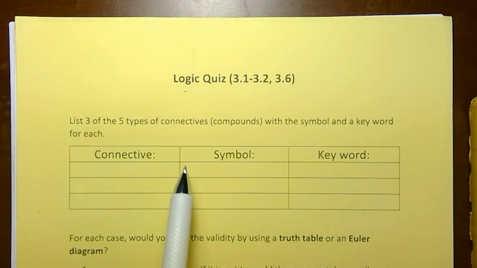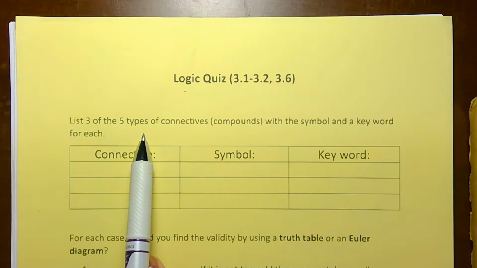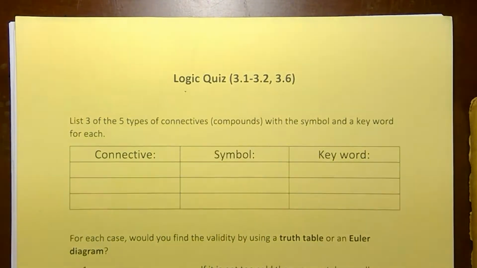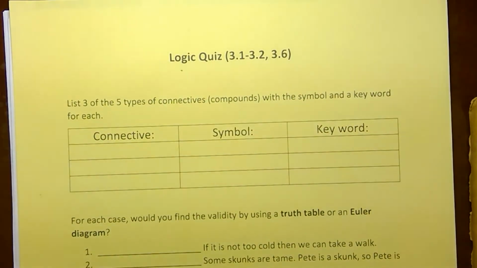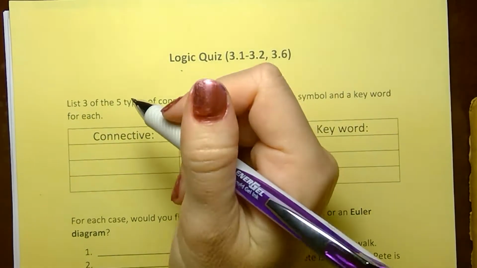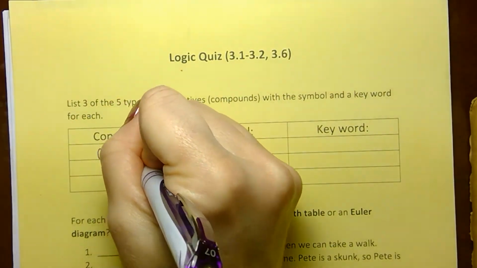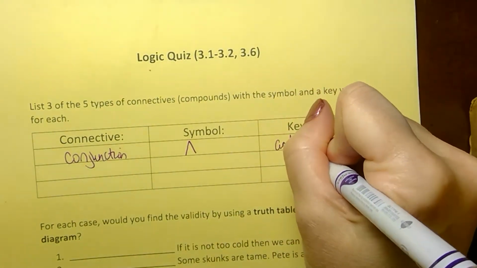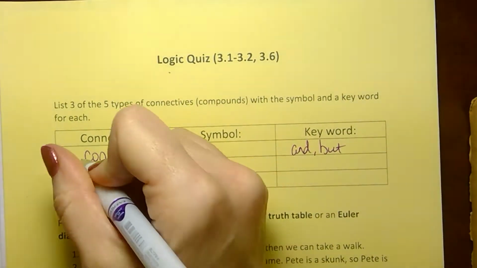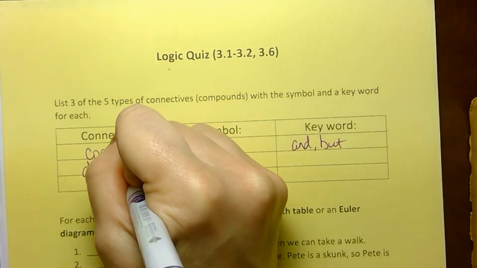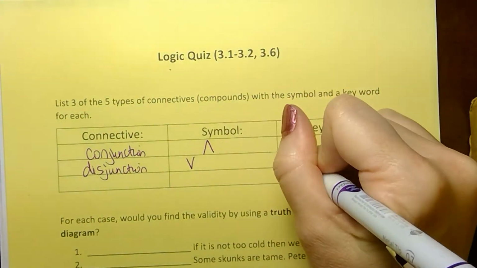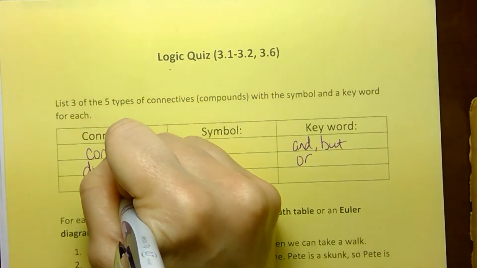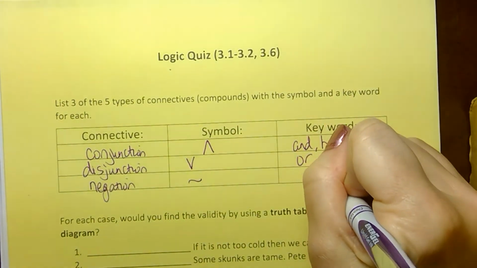The first set of questions says to list 3 of the 5 types of connectives, another word for compounds, with the symbol and a keyword for each. Well, you just had to do 3. Hopefully you were able to do 3 from memory. We have conjunction. My conjunction symbol looks like an A for and, but are the keywords for conjunction. We have disjunction, which I flipped that symbol, and my keyword is or. We have negation, which is the wavy line, and it means not.